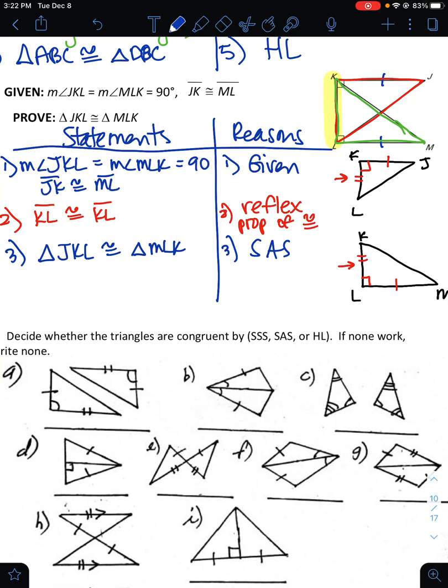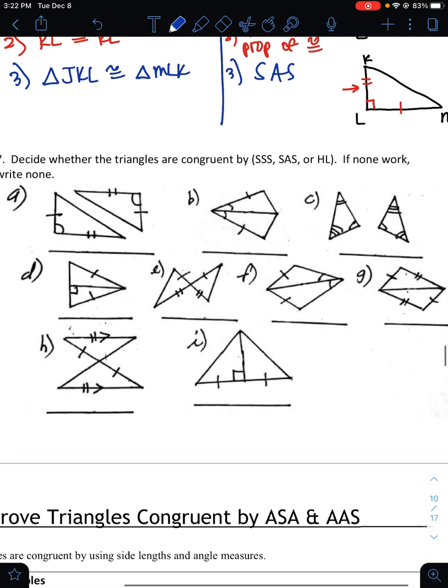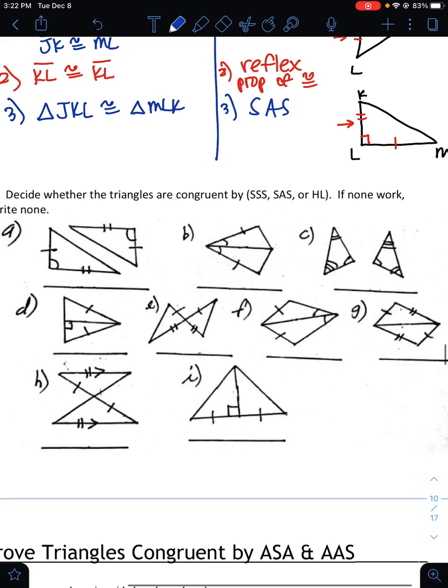Okay. I would like you to finish up the bottom, and you are writing out either SAS, SSS, or HL on these triangles to determine if they're congruent. Now remember, if you see a reflexive, mark it. Use that in your decision making on which of the 3, or none. None is a valid answer as you go through this. So pause the video as you do that.